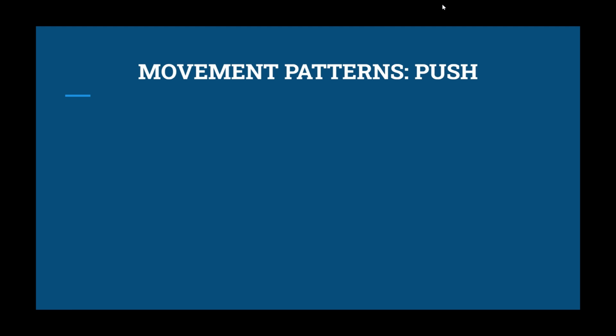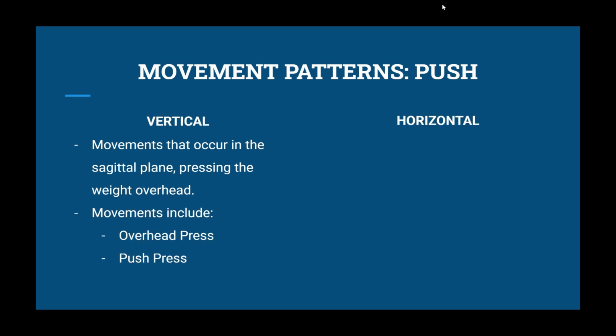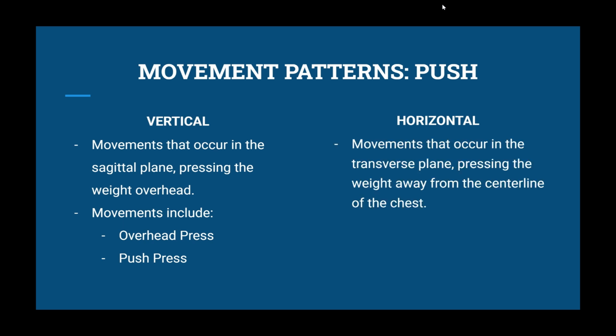When we look at push movement patterns, we can break our push and our pull up into planes of movement. So we have a vertical plane of movement where we're occurring in the sagittal plane by pressing the weight overhead. These include overhead presses, push presses, etc. We have horizontal push patterns that occur in the transverse plane where we're pressing the weight away from the center line of the chest.